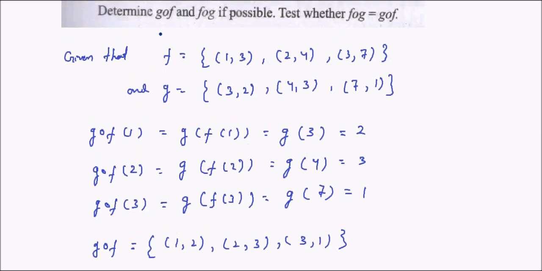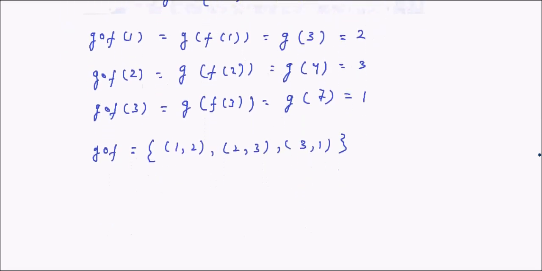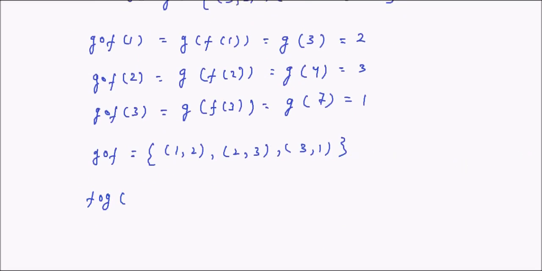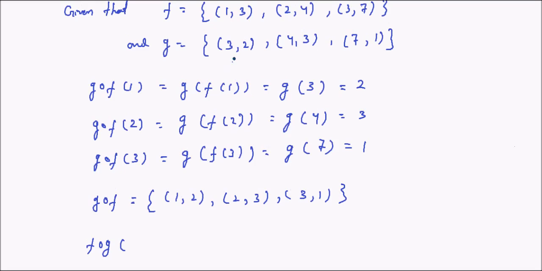Then we have to find f∘g. The domain of g is 3, 4, 7. First take 3: f∘g of 3 is equal to f of g of 3. The image of 3 under function g is 2, so g of 3 is equal to 2. The image of 2 under function f is 4, so f of 2 is equal to 4, and this is equation 1.